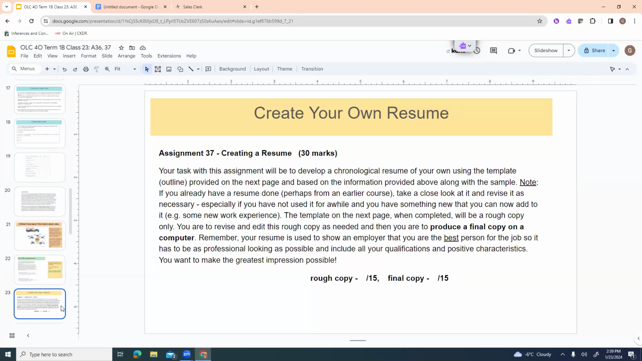It's got a bunch of the categories. You are to revise and edit this rough copy as needed, and then produce a final copy on a computer. So again, the first part is handwritten, and then give me the final copy. Remember that your resume is used to show an employer that you are the best person for the job, so it has to be as professional looking as possible and include all your qualifications and positive characteristics. You want to make the greatest impression possible. So your rough copy is worth 15, and then your final copy is worth 15.